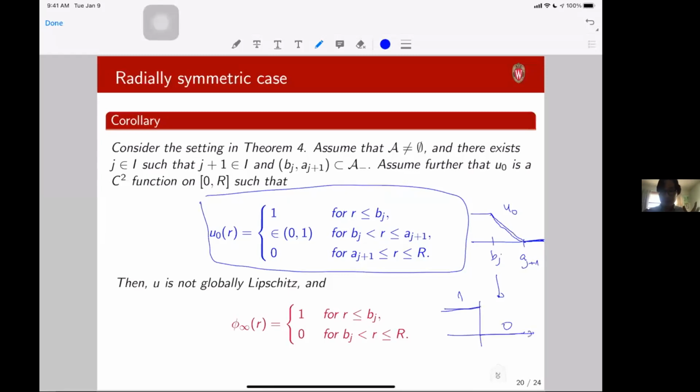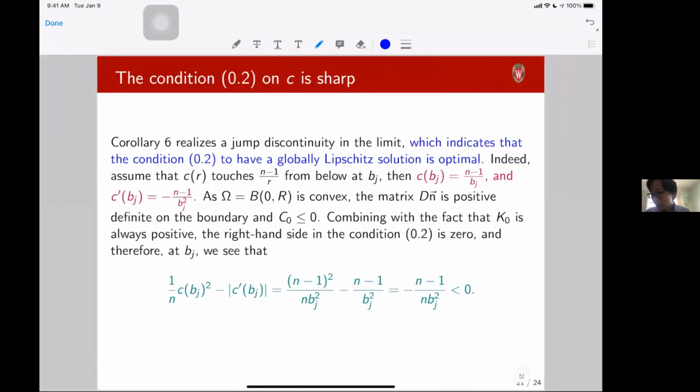So even though we start with everything nice, Lipschitz or so, in the limit the solution is going to converge to something that is discontinuous. So there's a jump discontinuity, and this allows us to show, based on that earlier result, that the condition we impose is optimal. Why is it optimal?